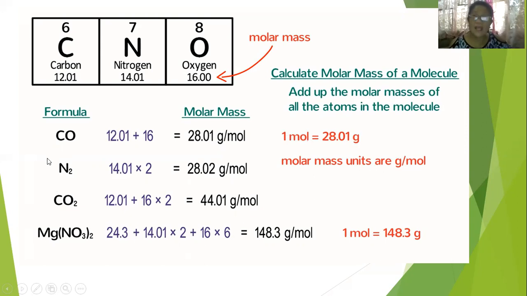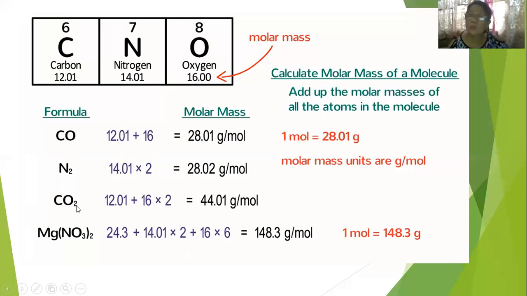How about for diatomic nitrogen? Okay, so here, as what is said here, all you have to do is multiply it with the number of atoms. Your molar mass of nitrogen is 14.01. How many atoms? There are 2. Multiply it with 2. Therefore, the molar mass is 28.02 grams per mole.